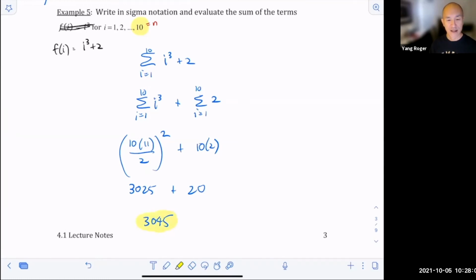Are there any questions about that? No questions. Cool. So really this first part is all just getting used to the notation.